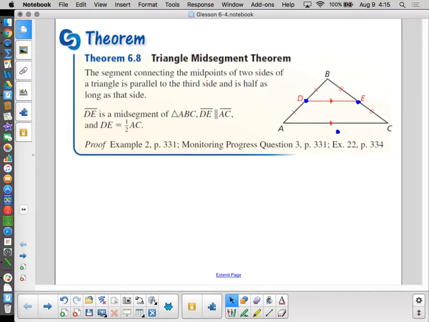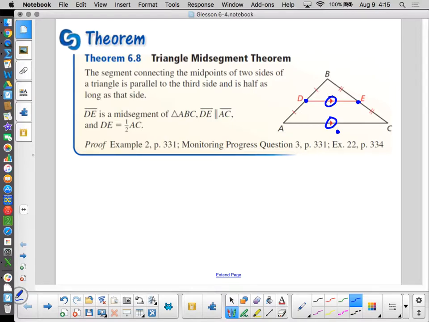A midsegment has two special properties. It is parallel to a side, and it's always very obvious which side it's parallel to because it's the side it doesn't intersect. And it's exactly half the length of that side that it's parallel to. So parallel to and half the length.